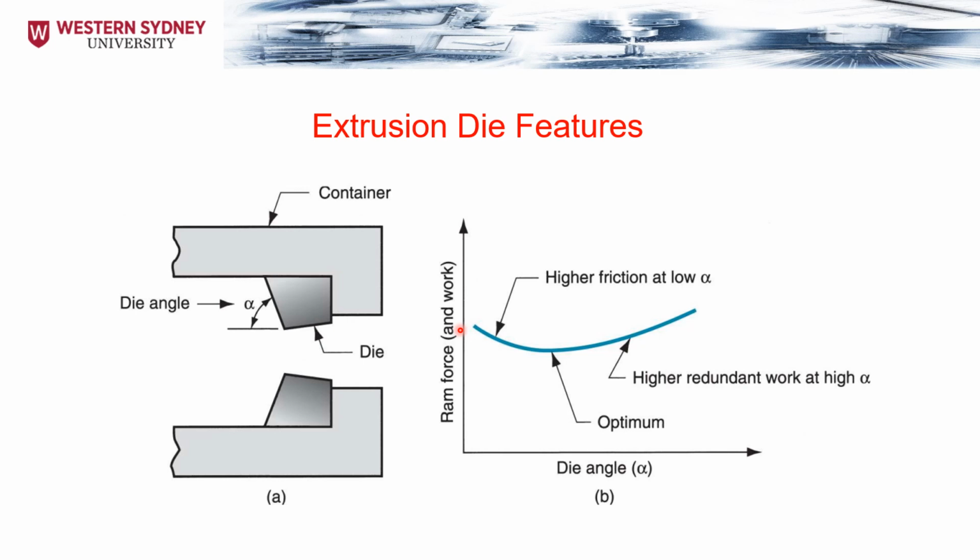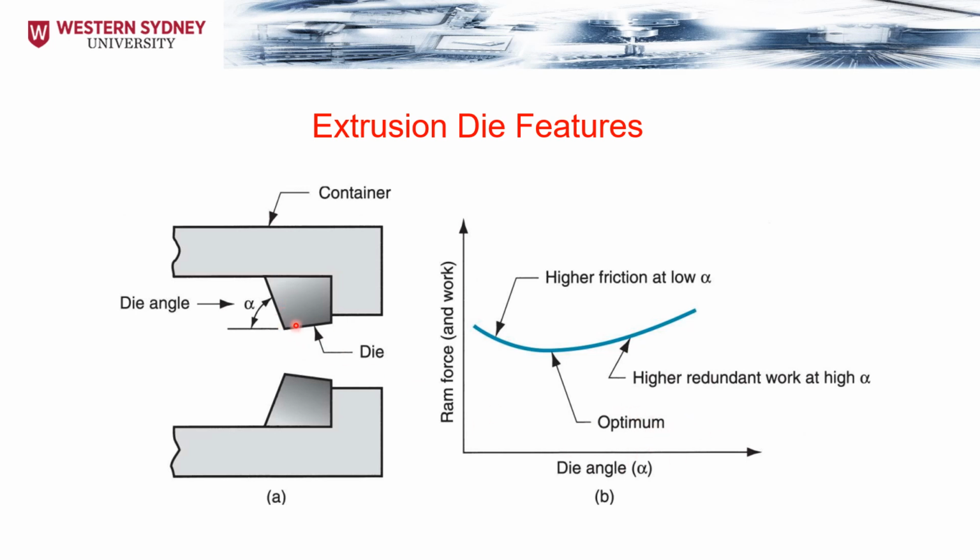So you can see that with the extrusion die features, we're going to have high friction at the beginning, and then the optimum value for the die angle alpha is going to be increasing, and as we continue increasing the value of alpha, the redundant work at the high value of alpha is going to be higher. So it's not about the minimum value, it's not about the maximum value, we're always going to have an optimum value for alpha.